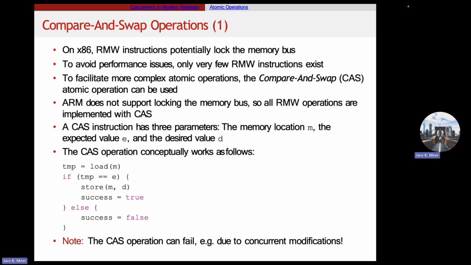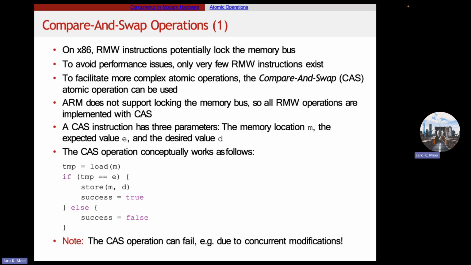In the CAS operation, the steps include: load the current value of the variable, then compare the current value with the expected value, and then swap. If the current value matches the expected value, it sets the variable to the new value. If it does not match the expected value, it does nothing. Then it returns the original value of the variable.